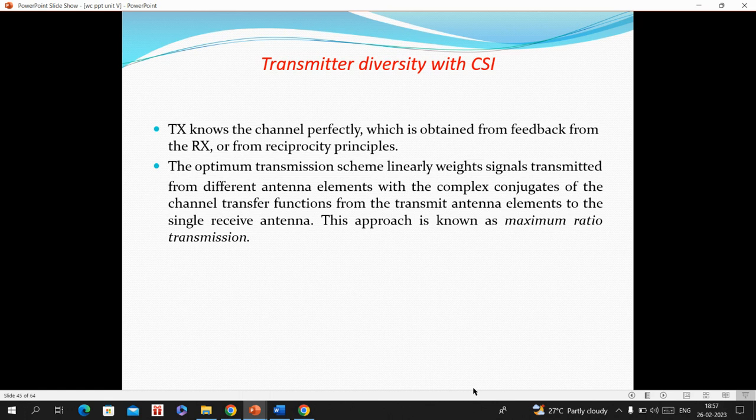If the transmitter knows about the channel, it adjusts the weights in such a way that, due to constructive and destructive interference, we receive only one signal at the receiving end which has a high SNR. This concept is known as maximum ratio transmission. The entire concept is called transmitter diversity with channel state information.